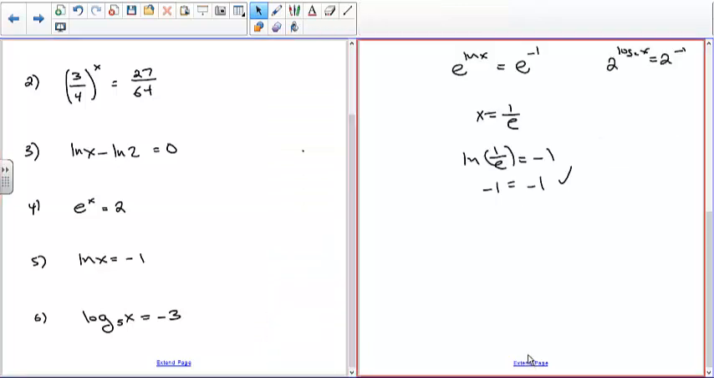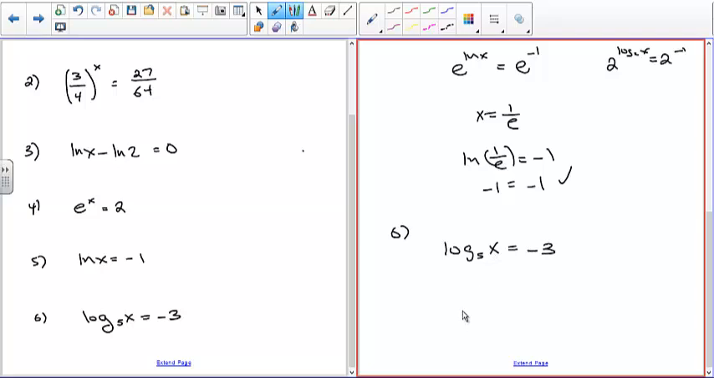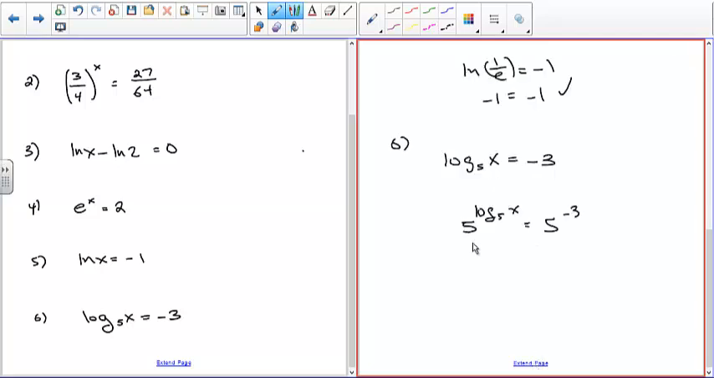So number 6 is going to be similar to this, except the base is no longer e, the base is 5. So you take 5 raised to the log base 5 of x, and then you'd have 5 raised to the negative 3 power. Because the exponent and the logarithm have the same base, they're inverses of each other, therefore f of g of x is x. And over here you get 5 to the negative 3, which is 1 over 5 to the third power, which is 1 over 125.